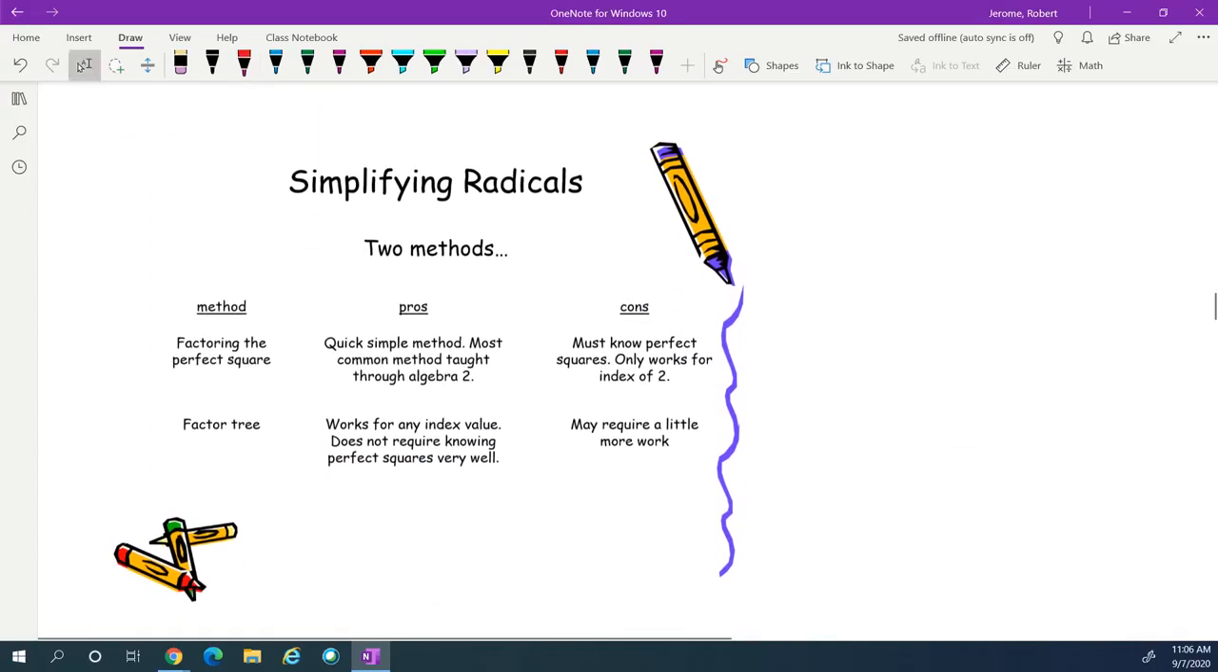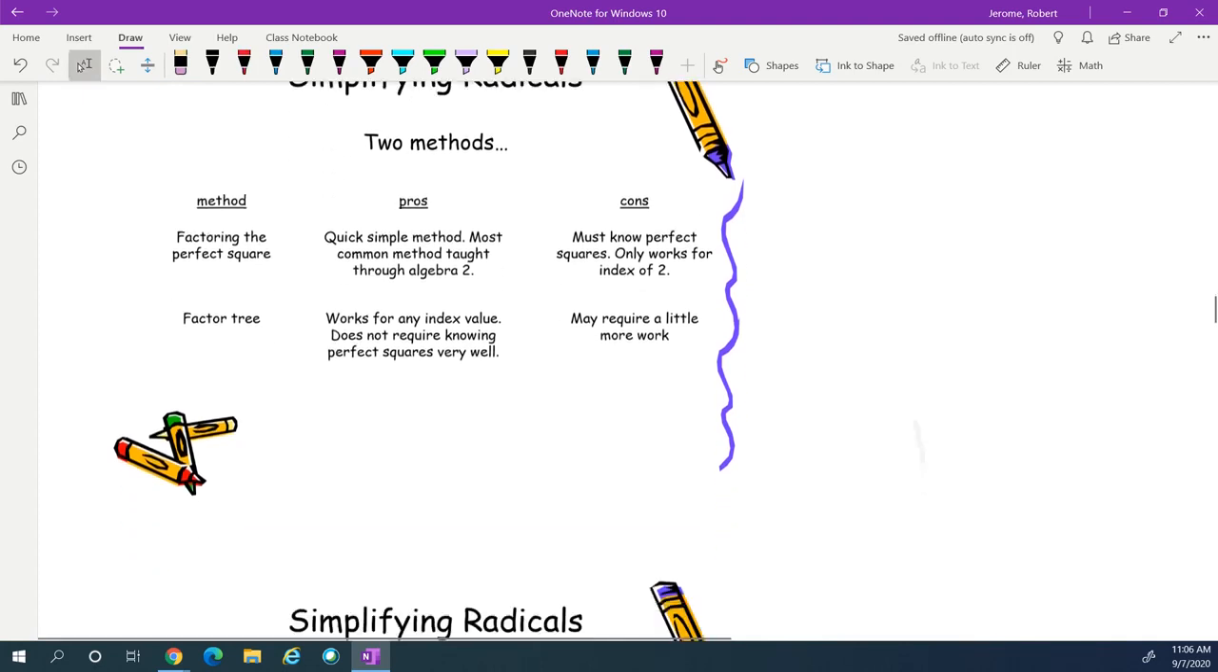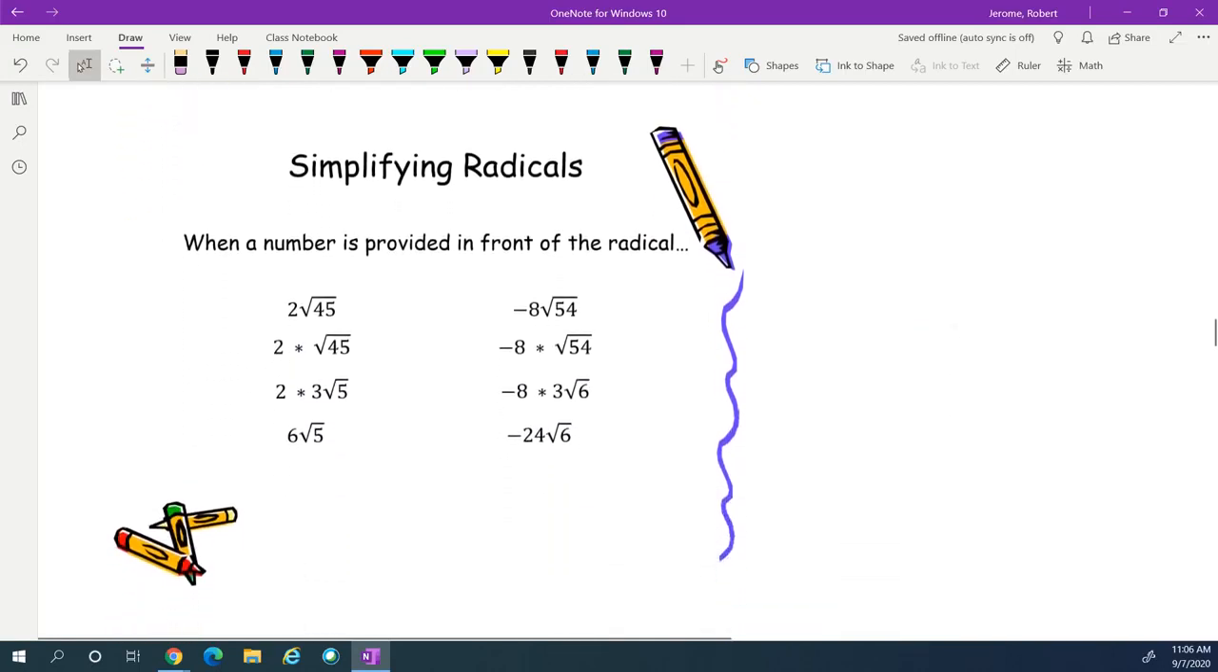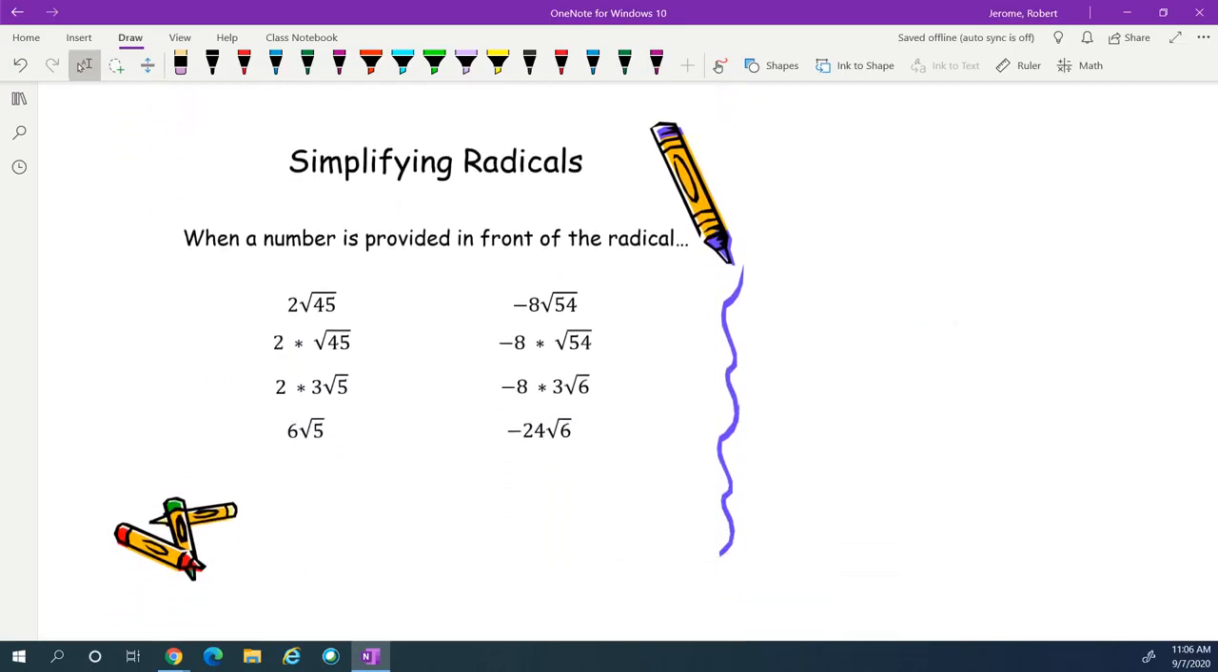So we have two approaches. You can read this slide on your own. There are definitely advantages in each method. And we'll add one more piece to it. If there's a number in front of that radical.